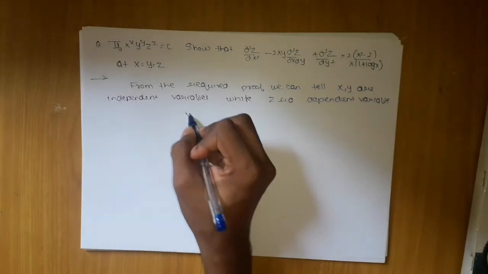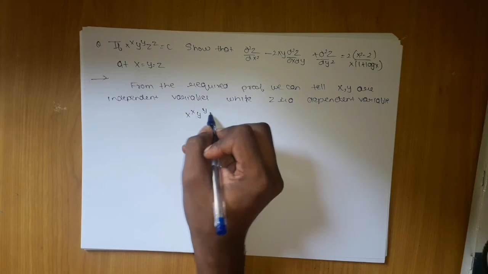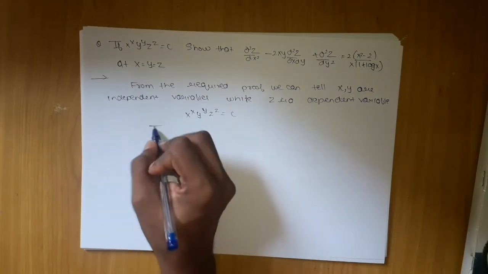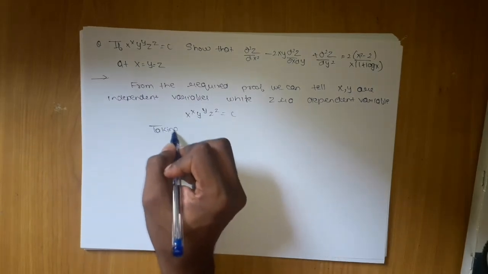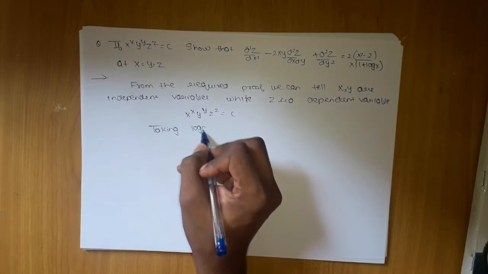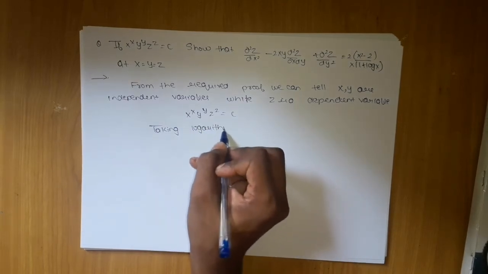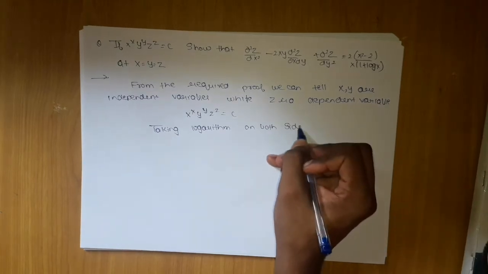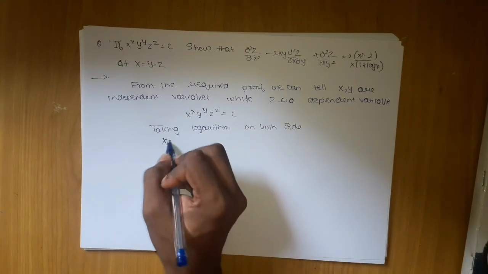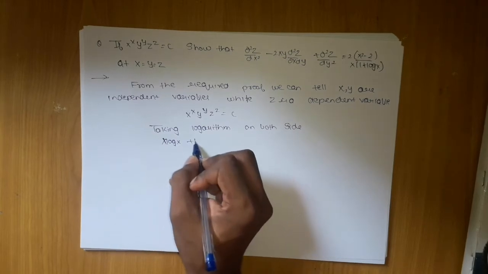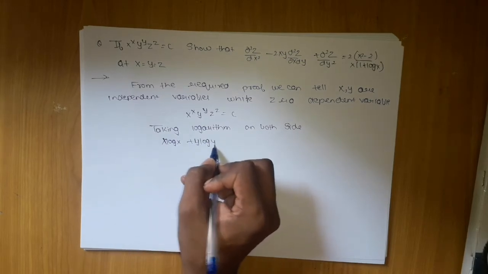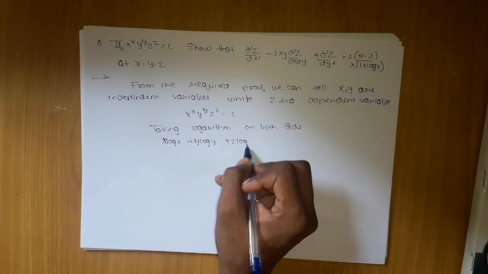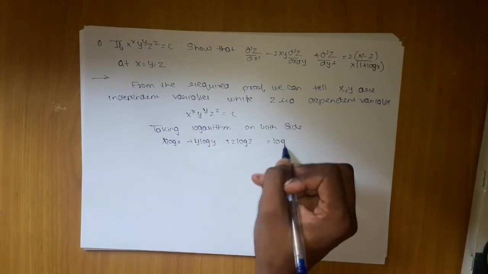We know the equation given, x power x, y power y, z power z equals c. Taking logarithm on both sides, what we are going to get? x log x plus y log y plus z log z equals log c.